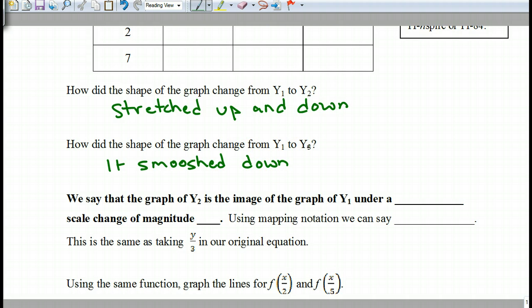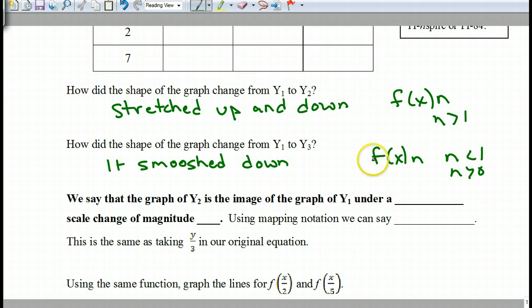I don't think I spelled it right, but I can't spell it. So anyway, okay. So ladies and gentlemen, this is again, if you're multiplying the whole function times n and n is greater than 1, it's stretching. Multiply the whole function by n and n is less than 1 but n is greater than 0, it's smooshing.